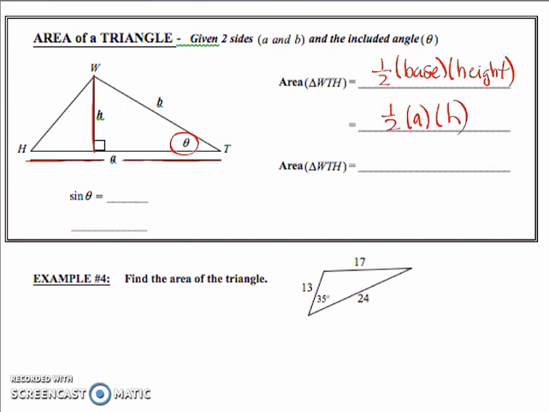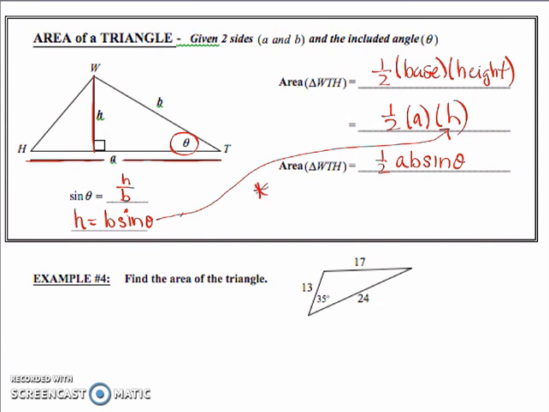Okay. But we also know that the sine of theta from our picture, if we look at theta, the sine of theta is the side opposite over the hypotenuse. So the sine of theta is going to be h over b. Okay, so that tells us that we could actually rewrite the height of the triangle in terms of b times sine theta. So now we're just going to take that and do a little substitution here to create our new area equation. So the area of triangle WTH can be found by taking 1/2 ab sine theta.